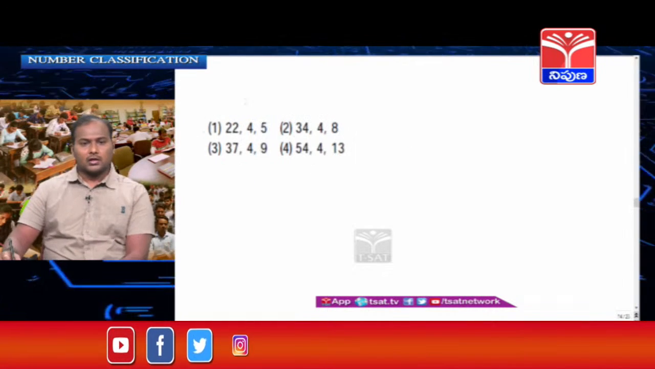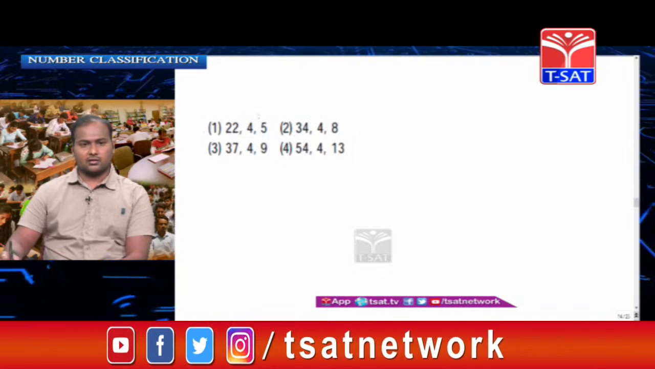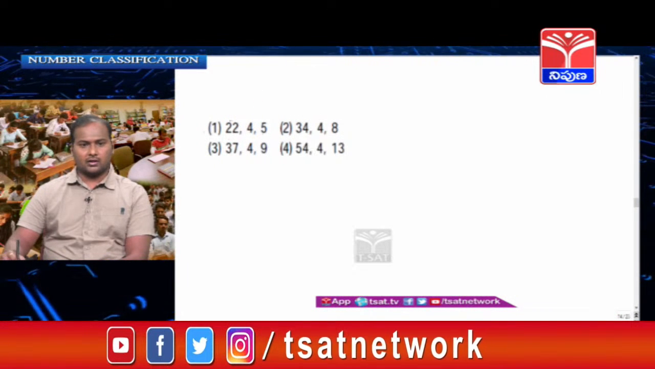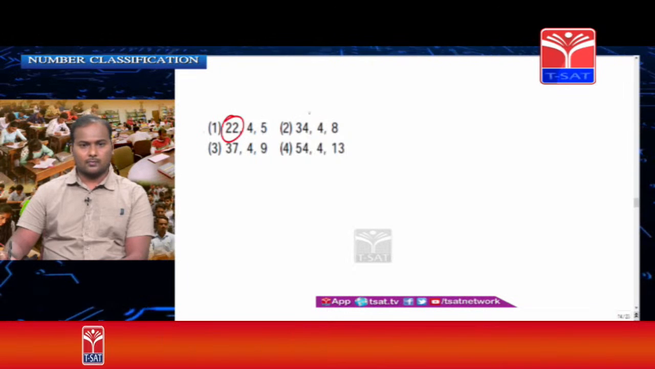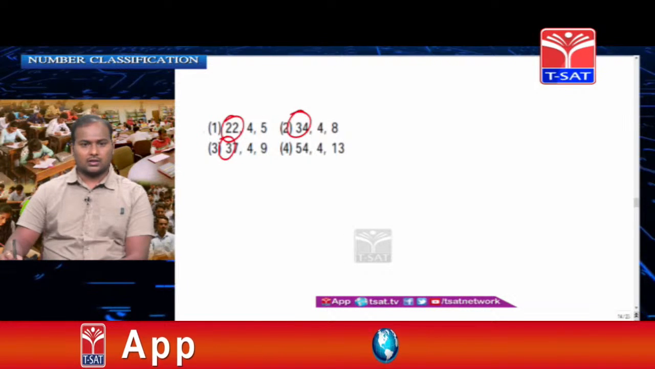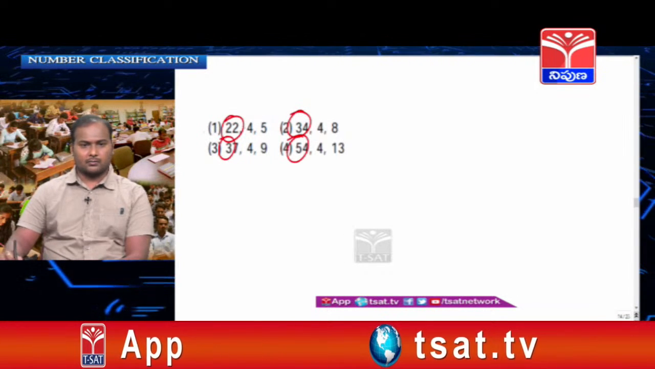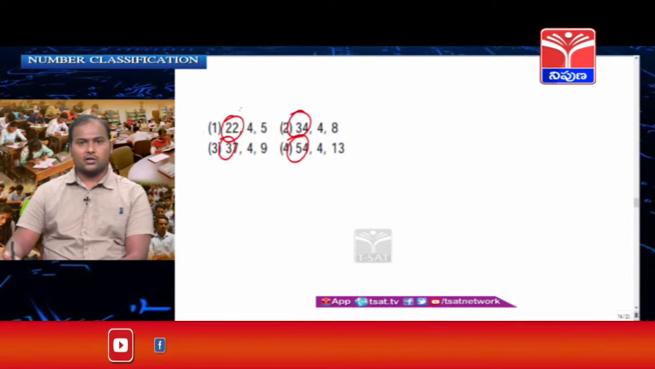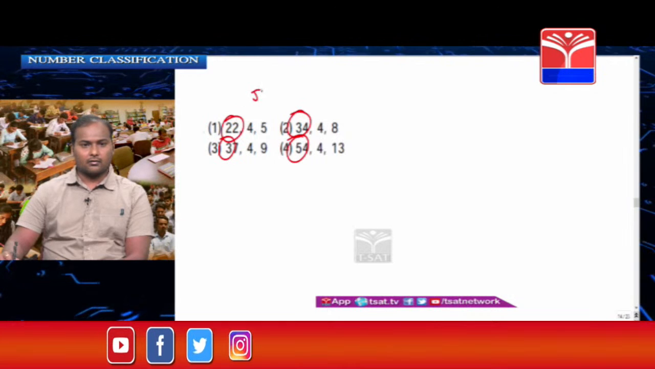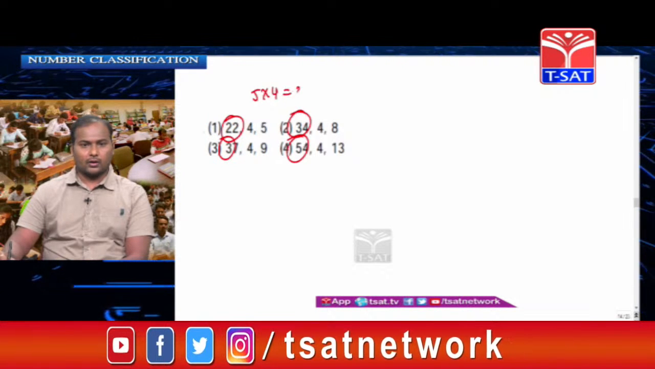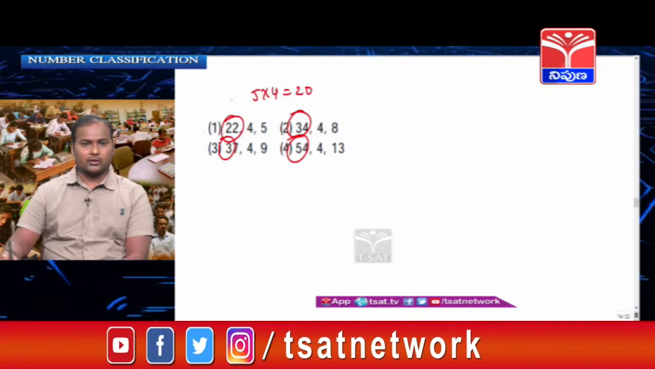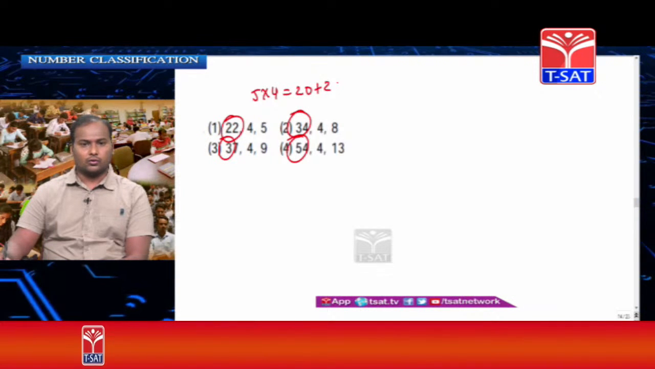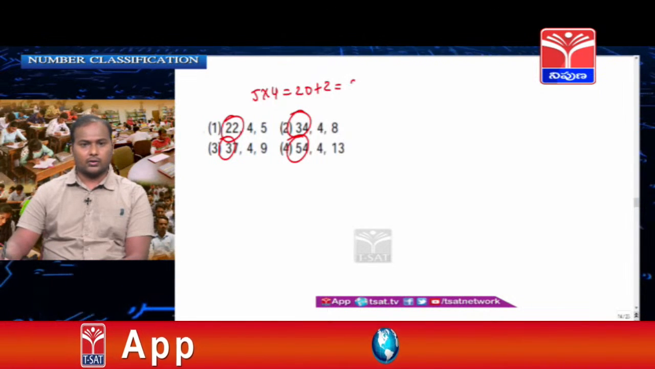See the next question. In this question also, the moment you see these numbers, observe which number is the bigger number. In this case, 22 is the bigger one, 34 is the bigger one, 37 is the bigger one, and 54 is the bigger one. See, with the numbers 5 and 4, to get 20, you have to multiply. That is 5 fours, you will get 20. But what is there here? 22. So I will try to add 2. Then I will get the answer 22.